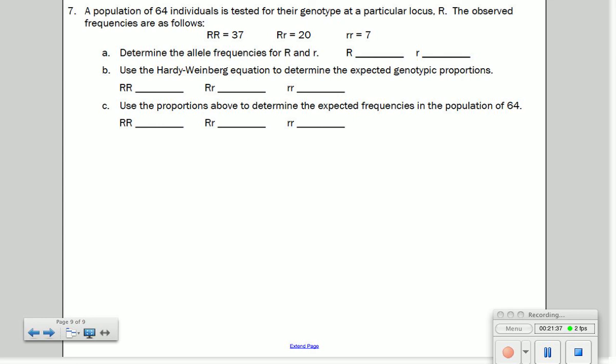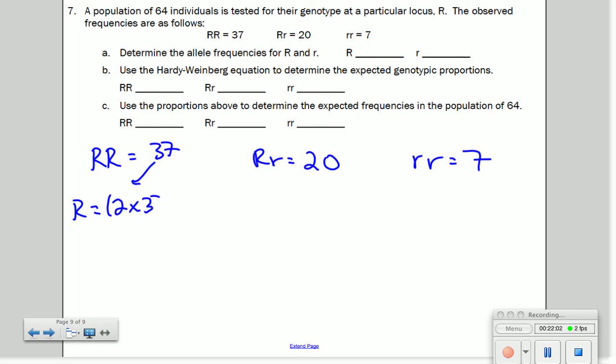So I have big R is 37, big R little r is 20, and then little r is 7. So to find my big R allele, I'm going to take 2 times 37. But then I look at my hybrids, I also have 20 big R's there. I'm going to get something like 94. But we're not done yet.